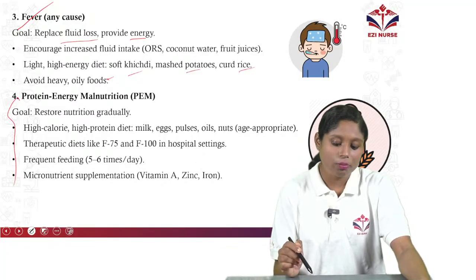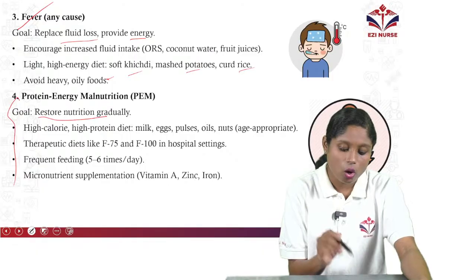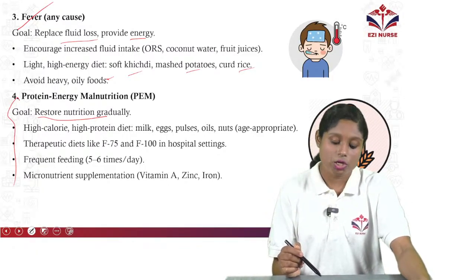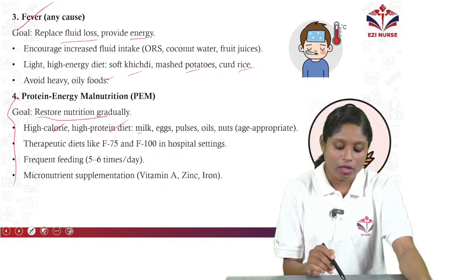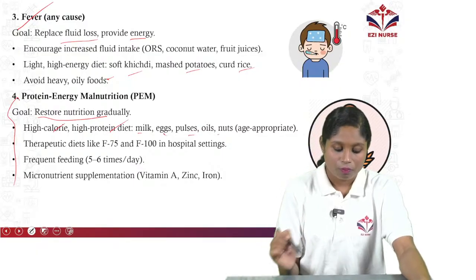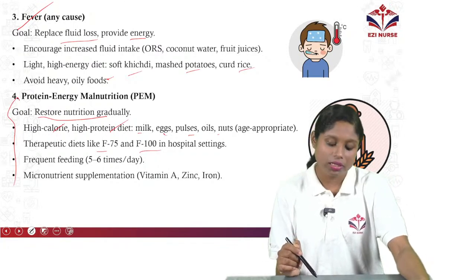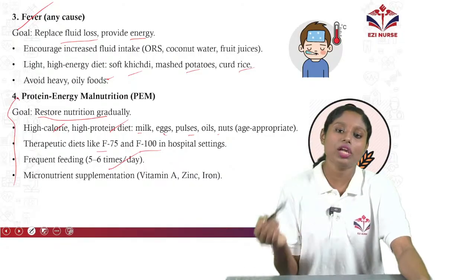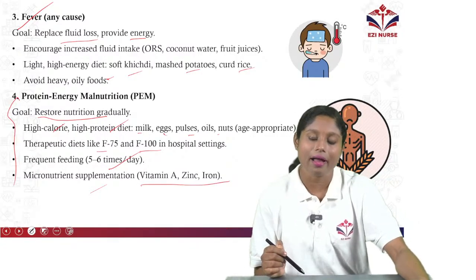Coming to protein energy malnutrition, the child is suffering with PEM. So what will be our goal? Restore nutrition gradually. High calorie, high protein diet we need to have. Give them milk, eggs, pulses, oil, nuts based on their age. Therapeutic diet like F75 and F100 in hospital setting. Frequent feeding, 5 to 6 times per day. Micronutrient supplementation like vitamin A, zinc and iron.